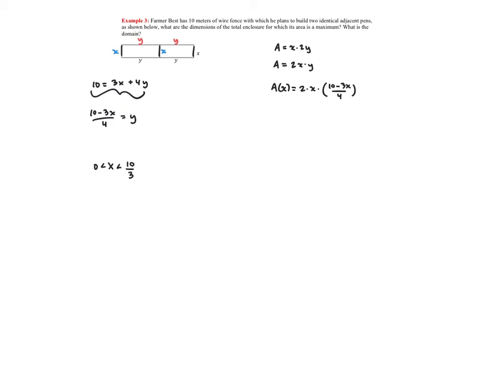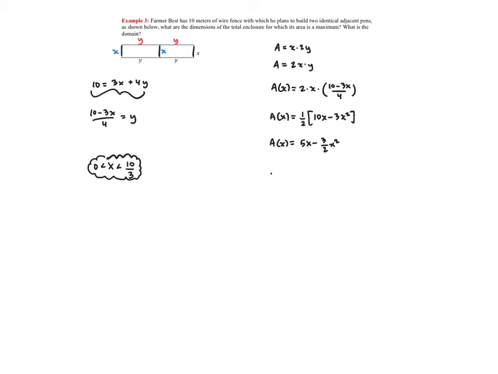Okay, so let's continue. The reason this is important is that we might find critical values that fall outside of that domain. Let's clean the area function with respect to x up slightly. We can reduce this, bring that 4 out in front, which would make this 1 half times the expression 10x minus 3x squared. Now I'm going to distribute the 1 half, making this 5x minus 3 halves x squared. So this would be the function in terms of x for the area.